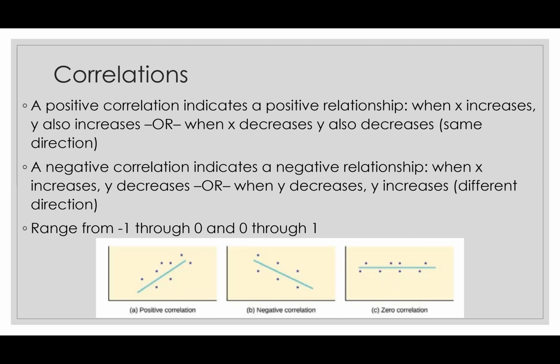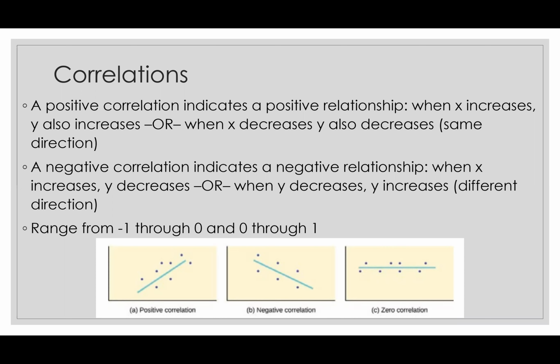So if we have a positive correlation, it indicates a positive relationship. When x increases, y increases. And you might say, well, I just said that, but it's important to also note that you can have a positive correlation where x and y decrease at the same rate. So it's still a positive correlation when both variables increase or decrease together.